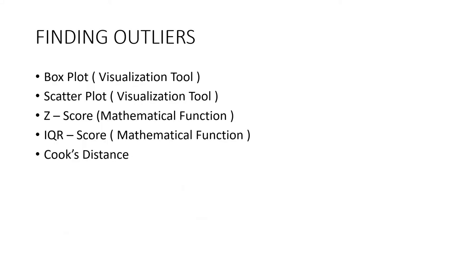We have different methods for finding outliers, so we are going to discuss how we can find them. There are two visualization tools we use: one is the box plot and another one is the scatter plot. The mathematical functions we use are z-score and IQR score. Cook's distance is also another important aspect to find out the outliers. So in this video I will be discussing the box plot.